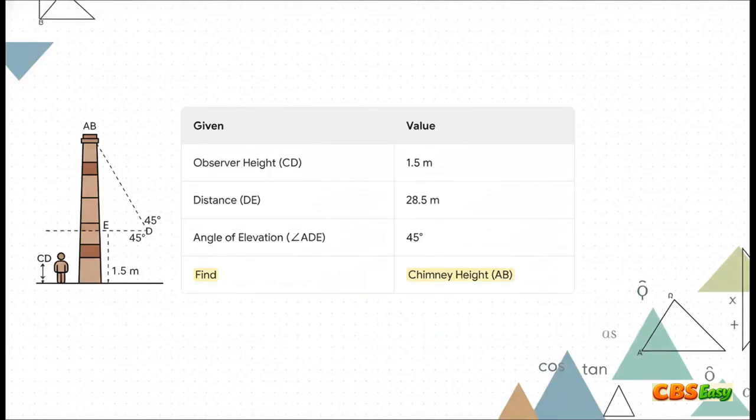Now for step 2, let's get organized. We write down what we know. The observer's height, CD, is 1.5 meters. The distance from the observer to the chimney, DE, is 28.5 meters. And the angle of elevation is 45 degrees. What do we need to find? The total chimney height, AB. See, when you lay it all out like this, the path forward becomes so much clearer.